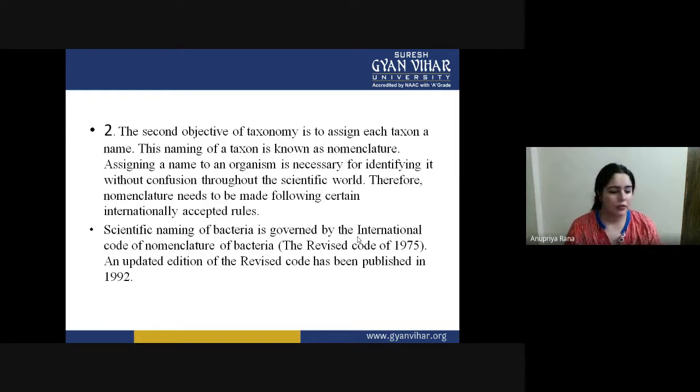So the very first thing we have to do is place them in a particular taxon, and the second thing we are doing about it is here.